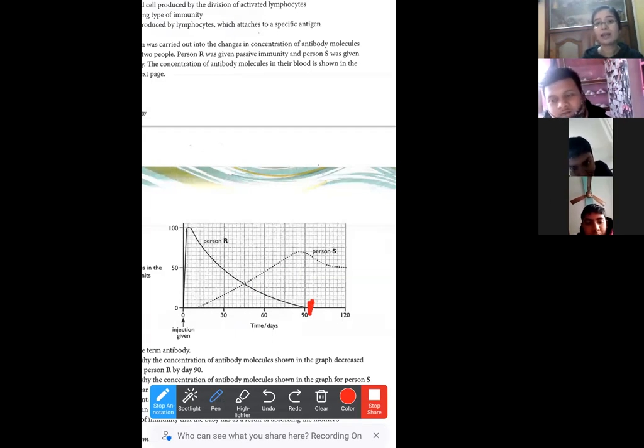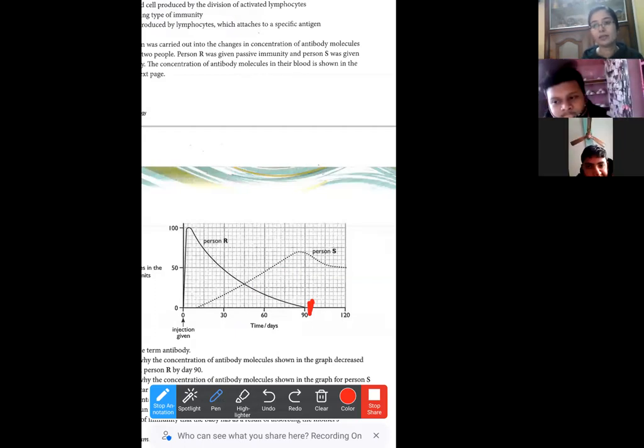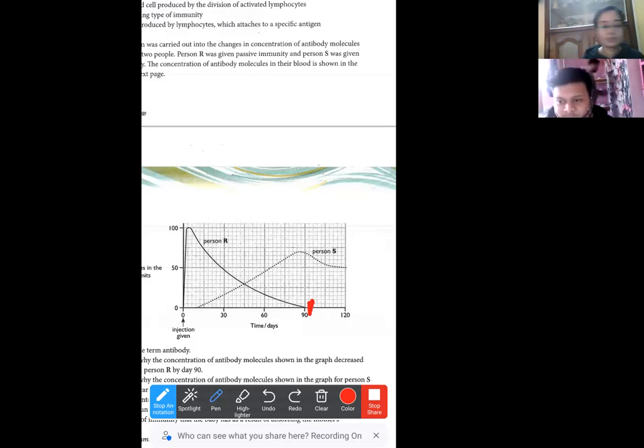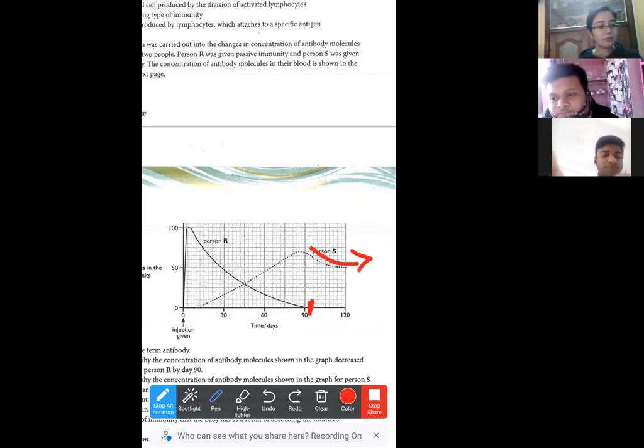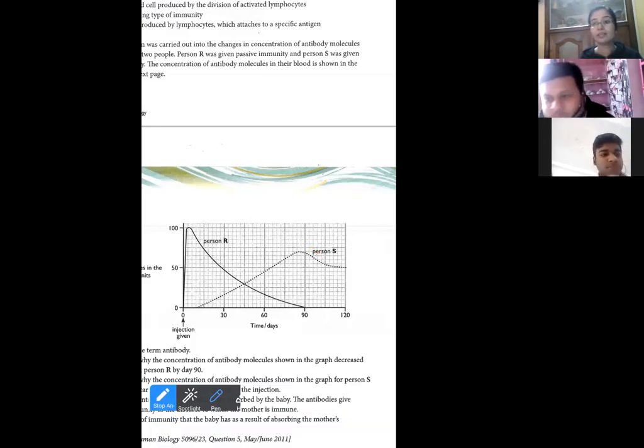But as person S has got the active immunity, though it takes time to make the antibodies, once the antibodies are made in the body of person S, they stay in the body for a long period of time, and they also make the memory cells. So it will never become 0, right? That's why active immunity is said to be a long-term immunity, whereas passive immunity is temporary. Though it gives the immunity instantly.